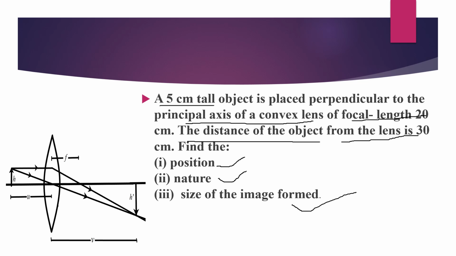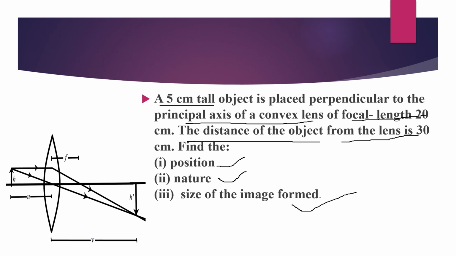Can you see? Whatever is upward, we will take as positive, according to the sign convention. And whatever is towards the left, we will take as negative. So when it is upward, we'll take it as positive, and when it is on the left hand side, we'll take it as negative. And towards your right hand side, it will be taken as positive.